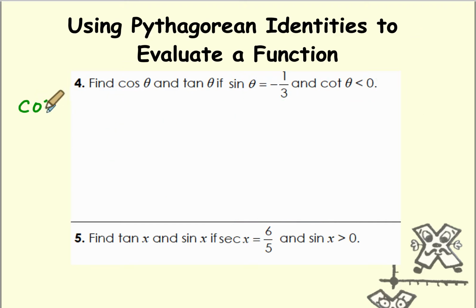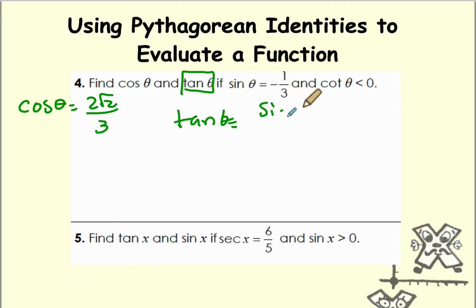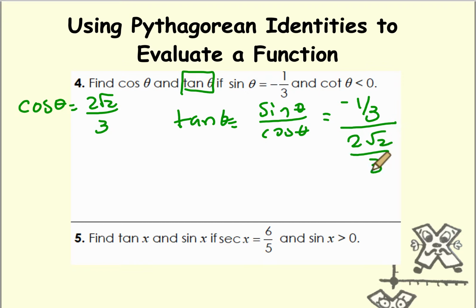So we have cosine is 2 square root of 2 over 3. Okay, so what else do I know? I now need to go ahead and find the tangent of this angle, but I know that tangent is simply the sine over the cosine. So now I can go ahead and figure it out from here. So I know the sine is negative 1/3, and I'm going to divide by the cosine, 2 square root of 2 over 3. So now I'm just going to go ahead and work this one out.